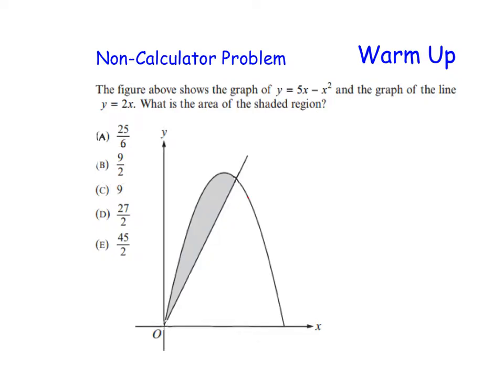Alrighty, so we have a do now. The figure above shows the graph of the figure above. Okay, there's no figure above. This one, I can pretty much tell that this is probably the figure they're talking about, given that this has a negative x squared. So that means a parabola that's pointing downwards. And the graph of the line y equals 2x, and that's a line.